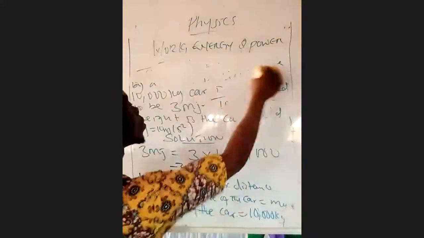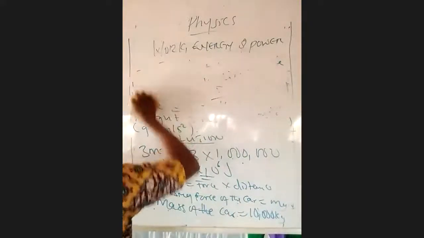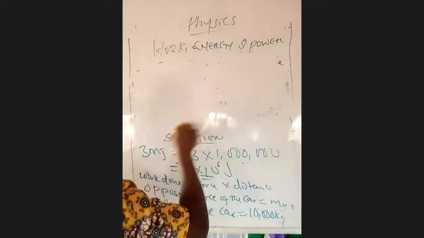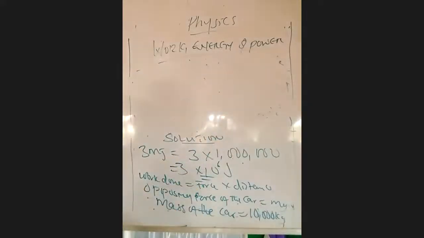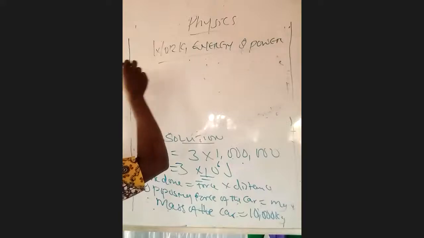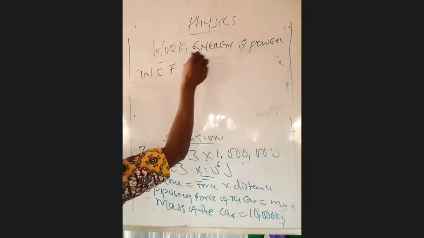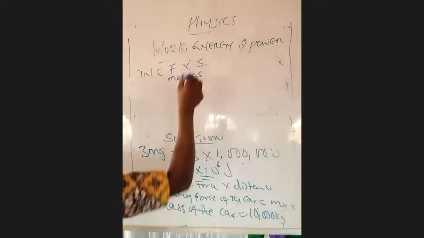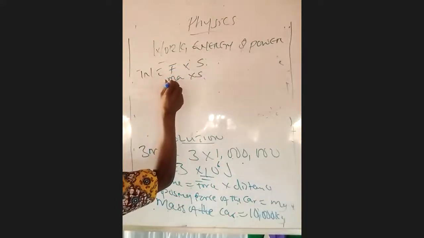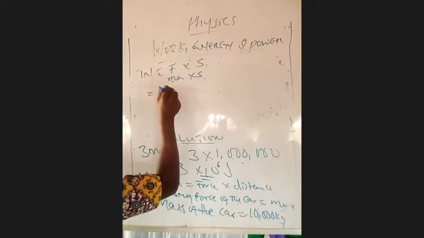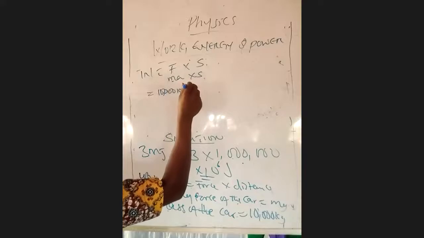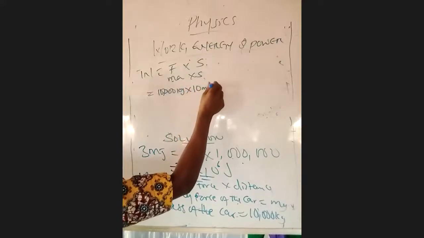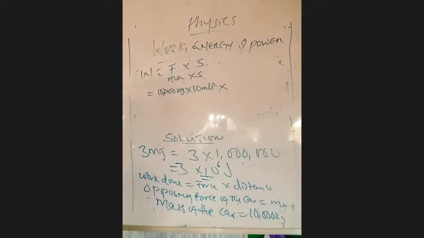Now, the question is solved as easy as that. Remember that our work done is equal to force times distance. Our force is equal to ma, times s. The mass of the car is equal to 10,000 kilograms, times acceleration, which is 10 meters per second squared, times the distance.